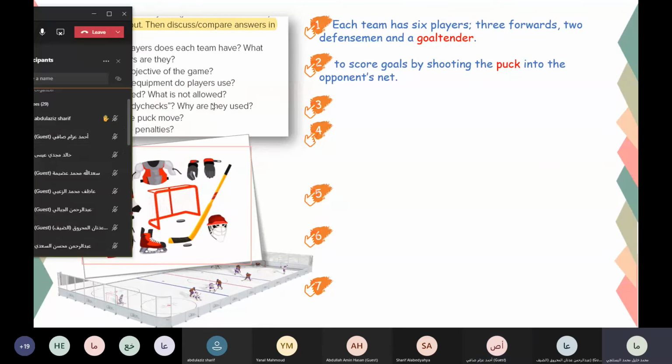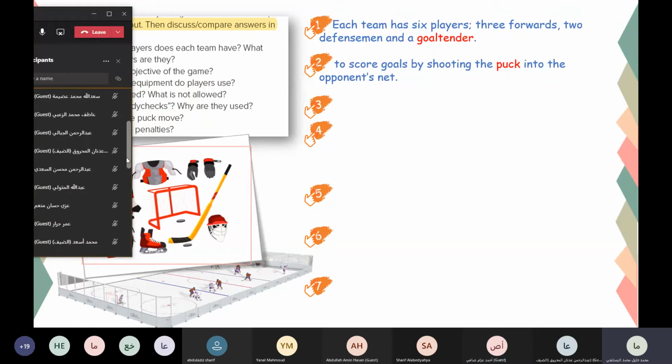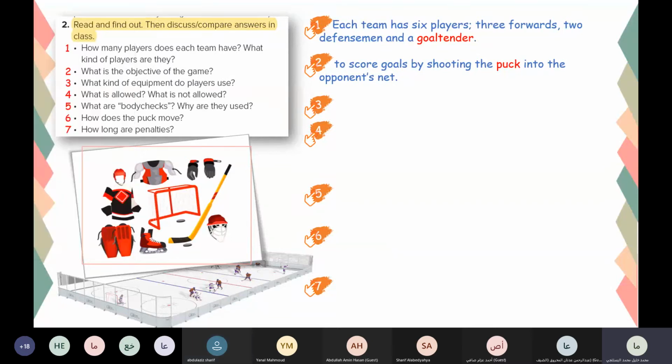Number 3. Who can answer number 3? Abdurrahman Saadi. Teacher, paragraph number 1. Number 3, what kind of equipment do players use? Look at the answer. Here in paragraph number 3, we have the puck, a helmet, and padding.